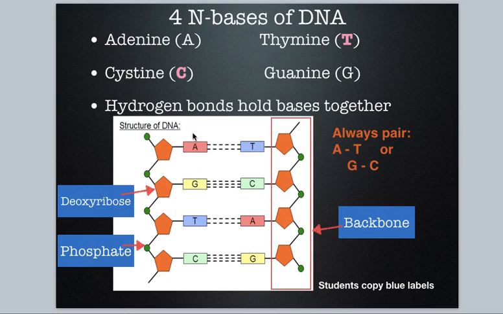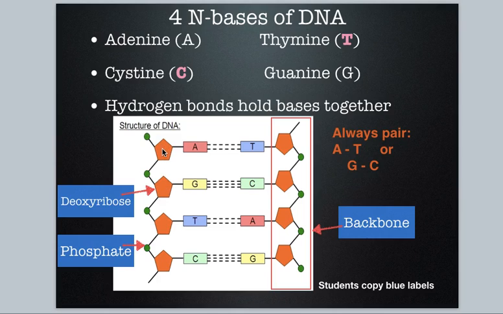And it's interesting, what nitrogen base does A always pair with? Always pairs with T. T always pairs with A. What nitrogen base does G, or guanine, always pair with? Well, C, cytosine. And cytosine always pairs with guanine. That's the way it is. Okay, we don't know why. That's just the way whatever force you believe put all this stuff on planet Earth made it.